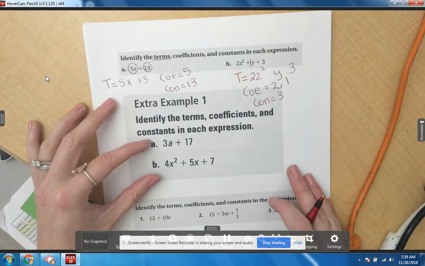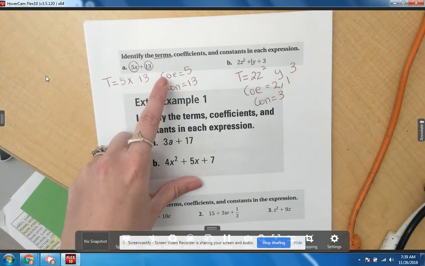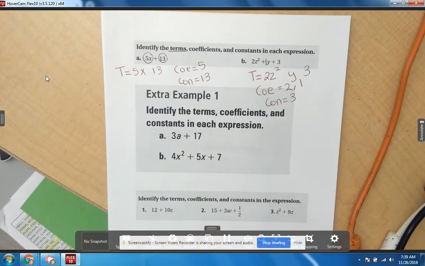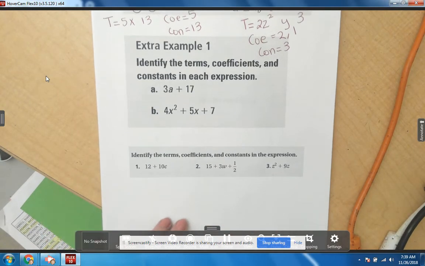Now I'm going to have you pause and try these two. So do the same thing. Put a T for terms, COE for coefficient, CON for constant, and name all of the parts to these two problems. So try that on your notes. Okay, if you did those, I want you to pause and try the same thing with these three.